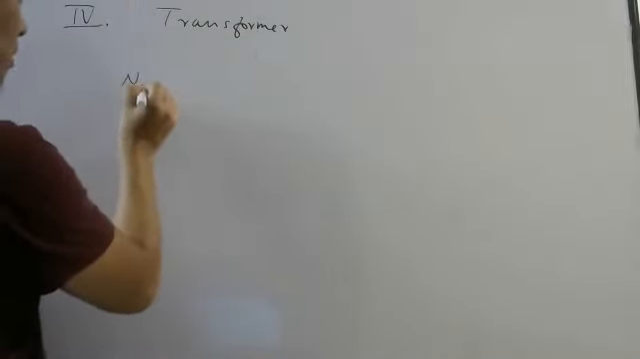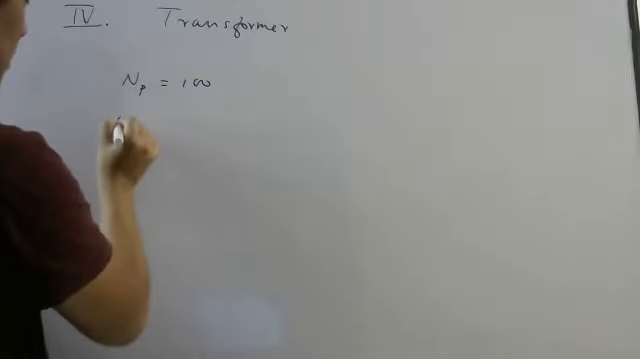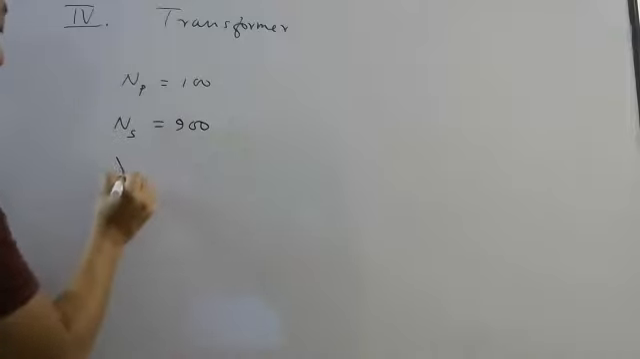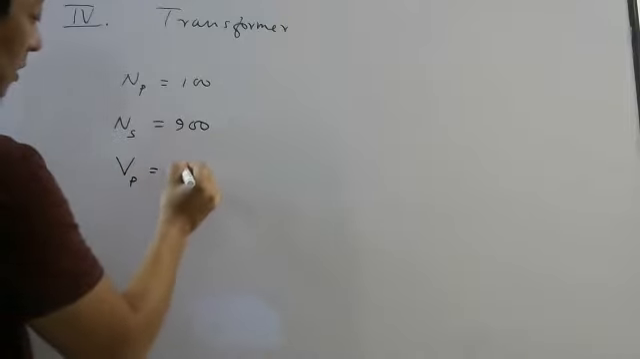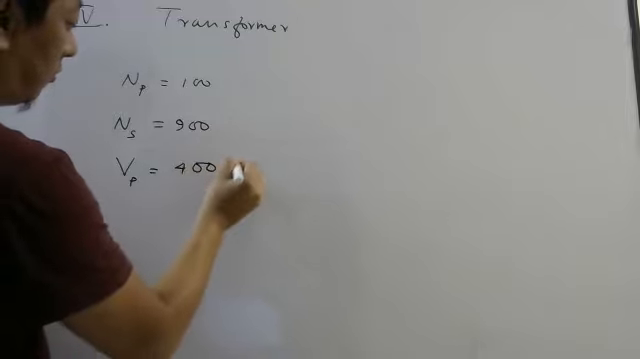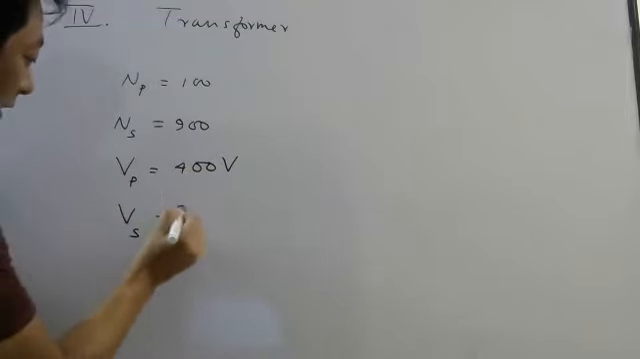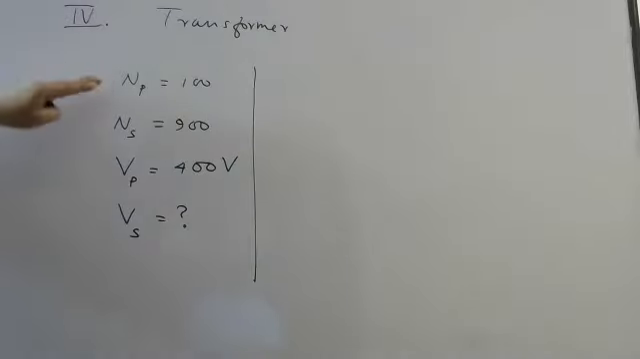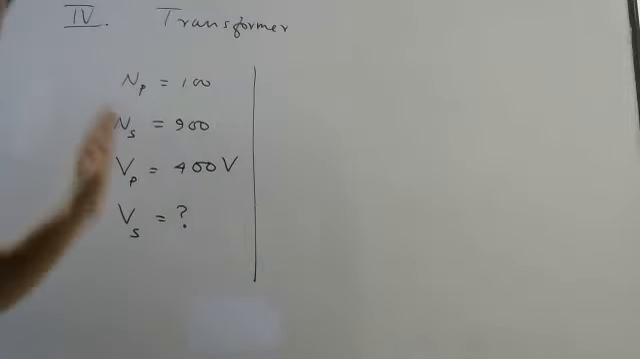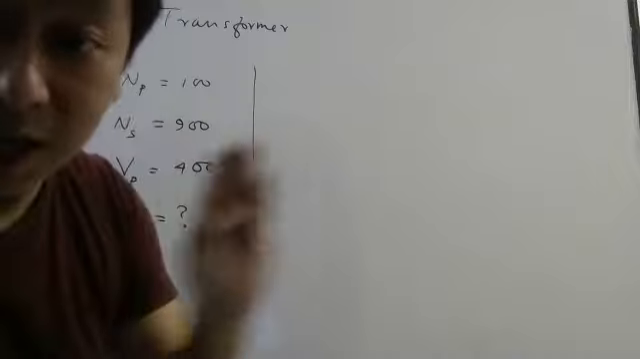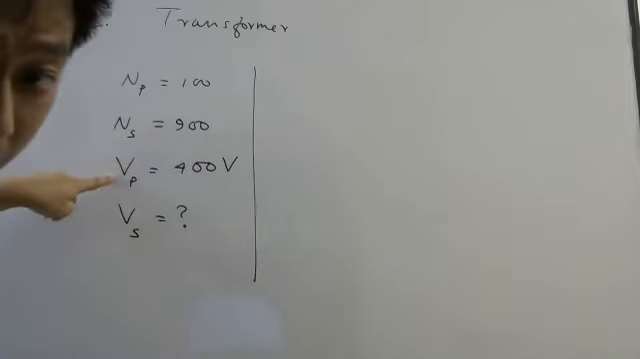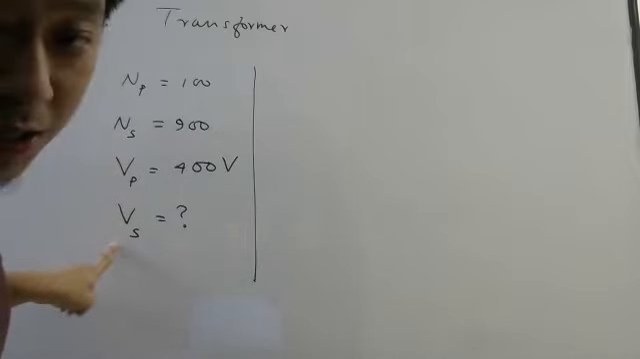So they may tell you the number of turns in primary is 100. Number of turns in secondary is, let's say, 900. And voltage applied in primary is, let's say, 400 volt. You have to find voltage in the secondary. So these letters which I have written, I hope all of you understood what they mean, because theory part we completed last class. Number of turns in primary, number of turns in secondary, voltage applied in primary, they may ask you voltage in the secondary.